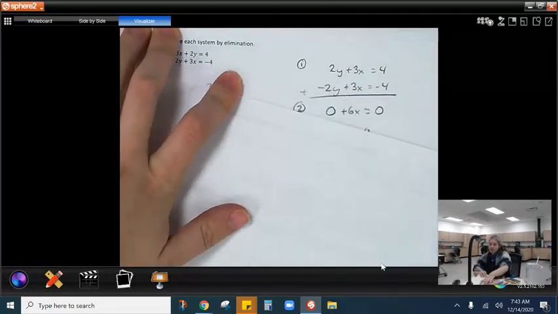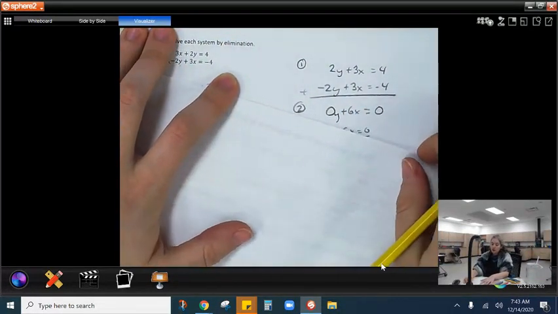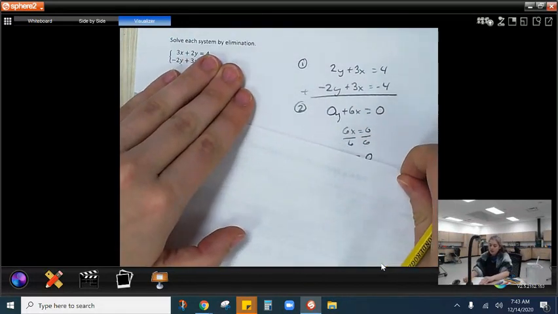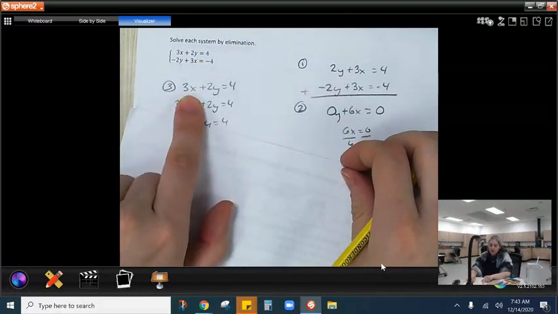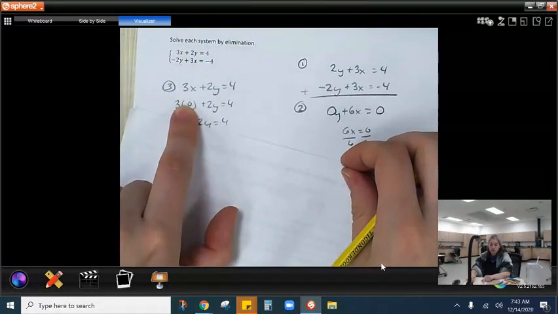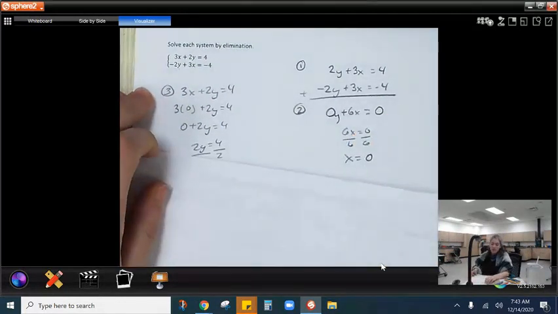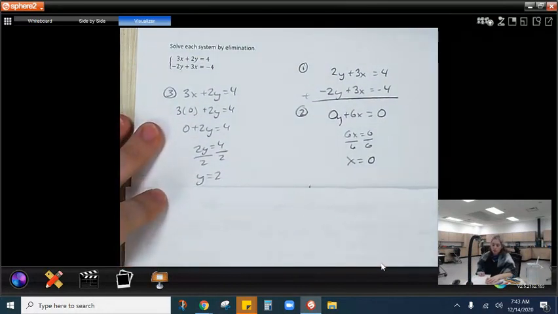I get this, right? 0 plus 0y plus 6x equals 0. So that's really 6x equals 0. And then when I divide both sides by 6, we get x equals 0. So then I'm going to take that and plug that into my 3x plus 2y. So 3 times 0, which is 0, plus 2y is 4. And then divide both sides by 2, so I get y equals 2.